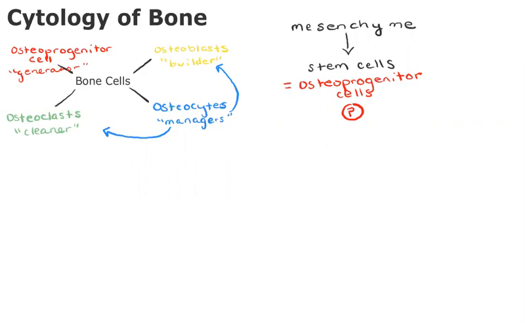And when the osteoprogenitor cell divides, it's going to produce two different types of cells. The first is going to be a committed cell. The other one is going to be another osteoprogenitor cell. That's so that when this osteoprogenitor cell divides, it can divide into a committed cell and a progenitor cell. And then when this one divides, it can repeat the process all over again. This way we never run out of osteoprogenitor cells.